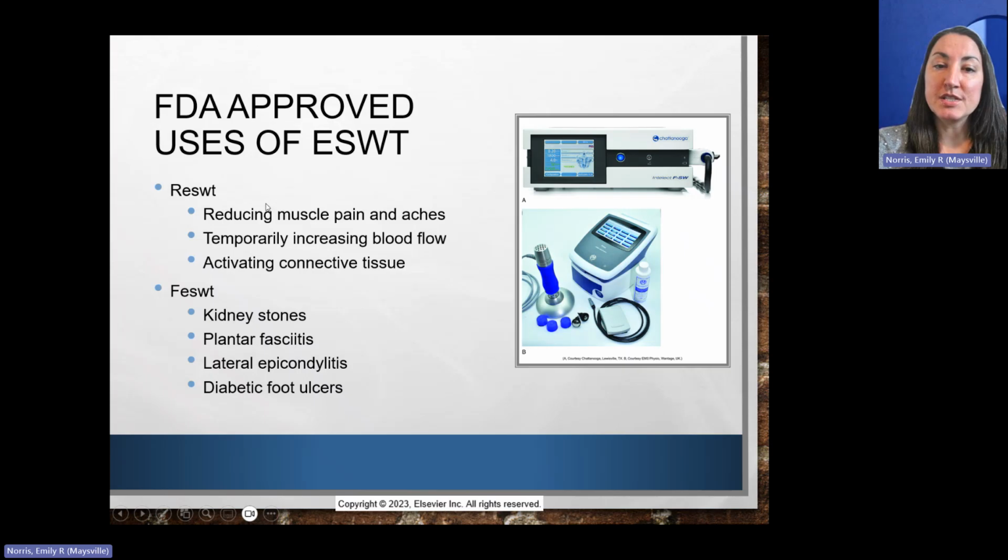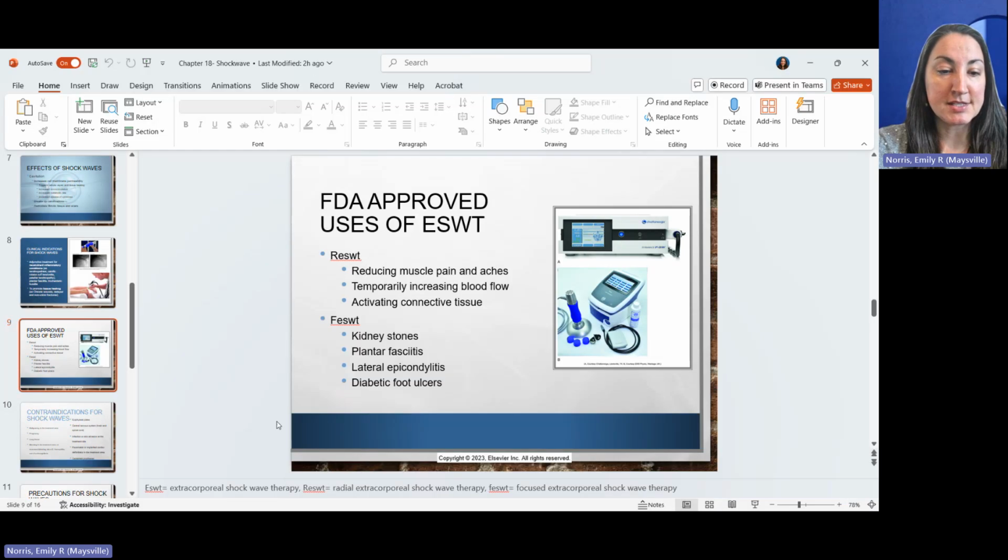FDA approved uses of ESWT. I put it below because I knew I would forget what the acronym stood for. E is the extracorporeal shockwave therapy. So the R in front of it stands for radial. The F in front of it stands for focused, like we learned before, the two different types.